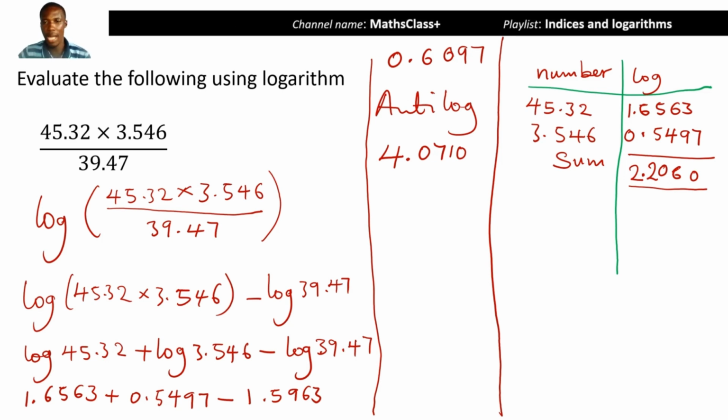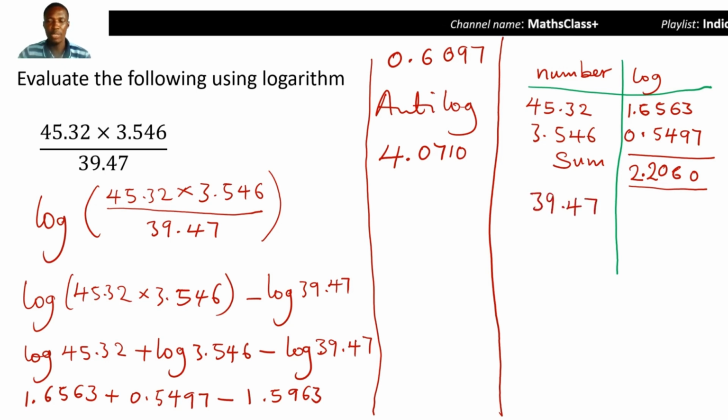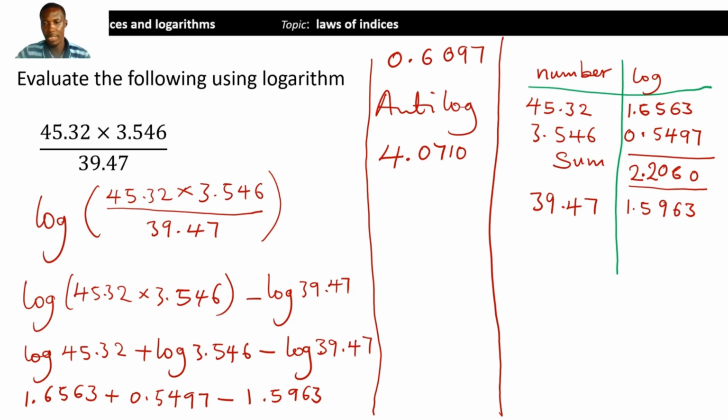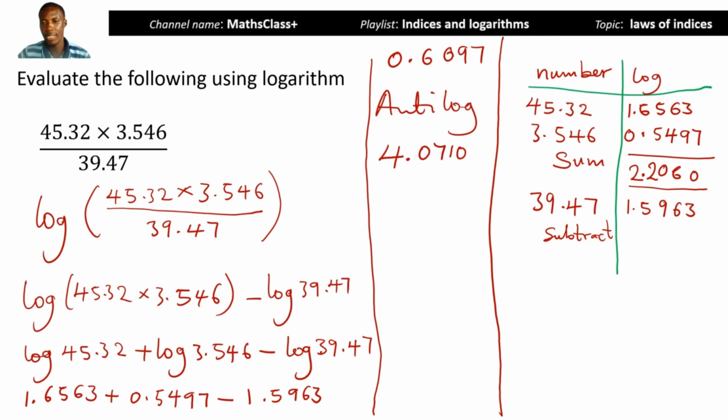Then we come to the number which is the denominator, which is 39.47. This one too, by logarithm, we will get 1.5963. And this one will be subtracted from the numerator. So the numerator has already been simplified. So we are subtracting the log value here from it. So we do the subtraction. We are subtracting 1.5963 from 2.2060.